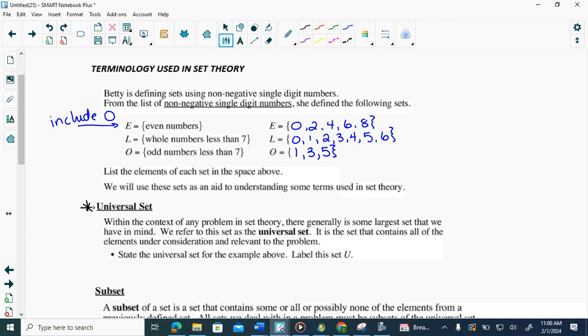Well, up here, for every single one of these 3 sets, I'm only allowed to use the non-negative single-digit numbers. Correct? They limited me to that for all 3 sets. So if it's something that limits you for all of the sets, that's the universal set. So in this one, the universal set, which they use a U with a little, kind of like a horseshoe, equals the non-negative single-digit numbers.